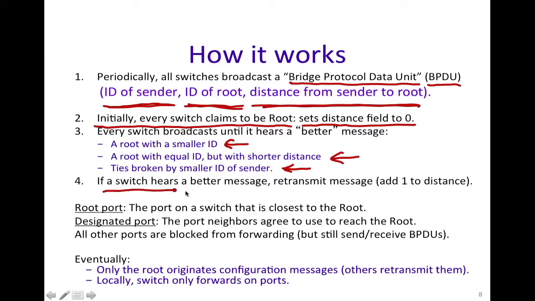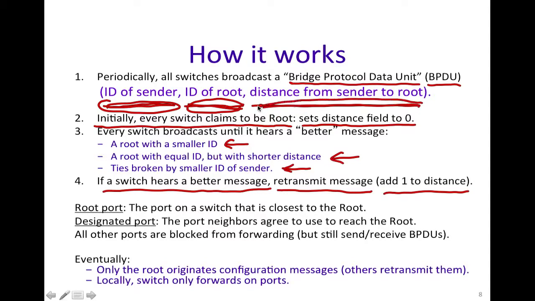So if a switch hears a better message, it's not only going to adopt that value as the root, it's going to retransmit that message, and it's going to add 1 to the distance. I'm going to forward my ID as the sender, the newly learned ID of the root. I'm going to add 1 to the value that was told to me, because the hop count is now increased by 1, and I'm going to say that that is the distance from the sender to the root.